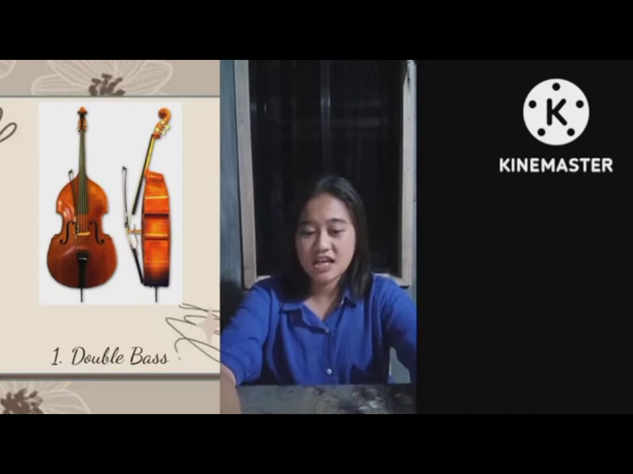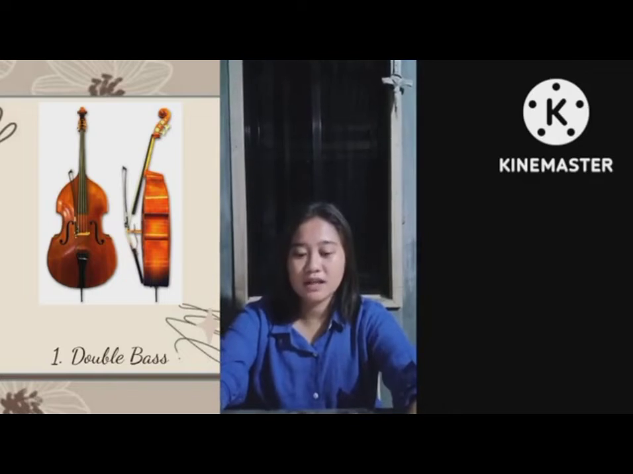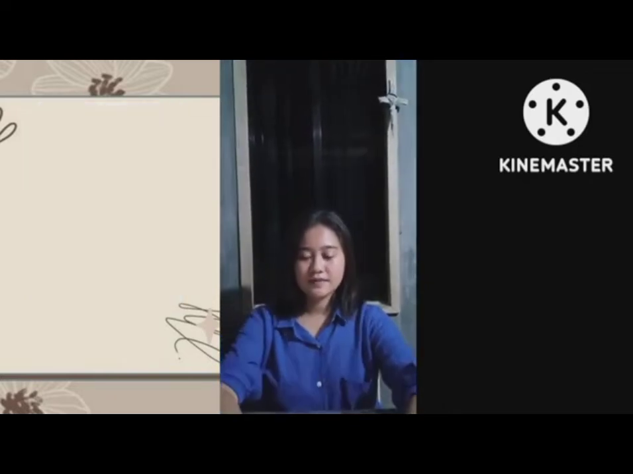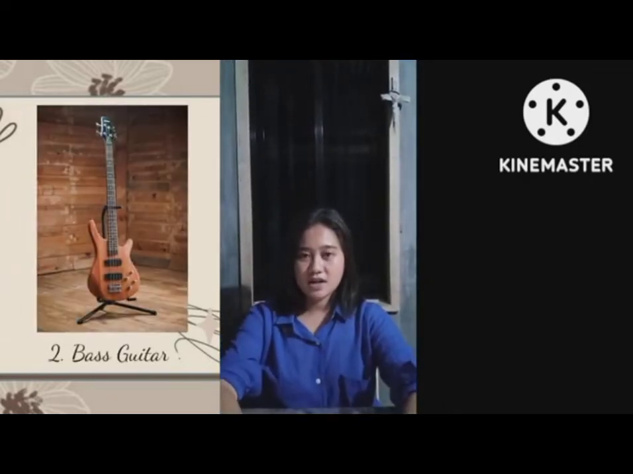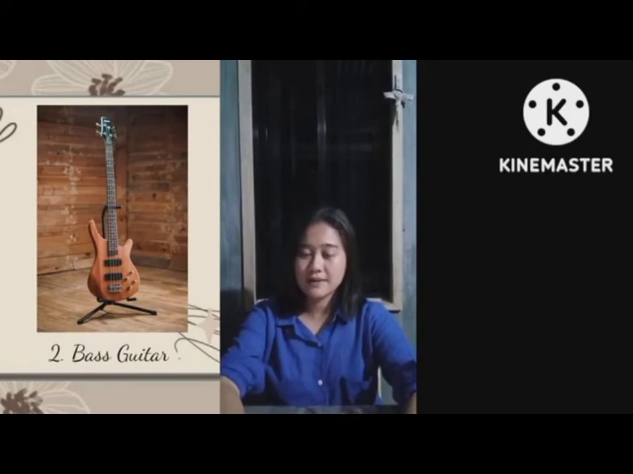In addition, it is used in other genres such as jazz, blues, rock and roll, psychobilly, rockabilly, and bluegrass. As with most other string instruments, the double bass is played with a bow, arco, or by plucking the string, pizzicato. Second, bass guitar. Electric bass, or simply bass, is the lowest pitch member of the string family.